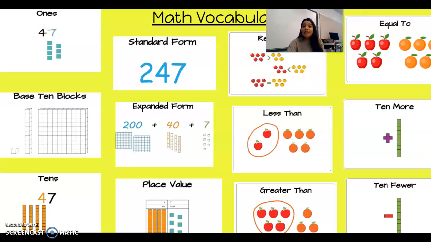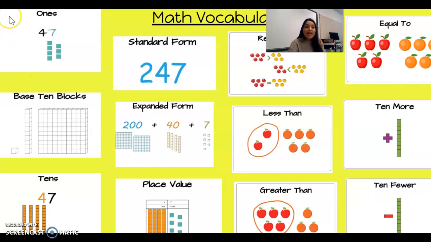Equal to. Equal to is when there's the same amount for the same number. So there's the equal. So the number of apples is equal to the number of oranges. 10 more is when you add 10 or add a base 10 block. And 10 fewer right here is when you take away 10, when you take away a base 10 block.